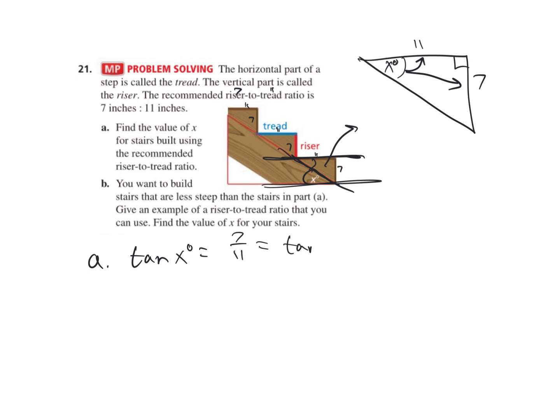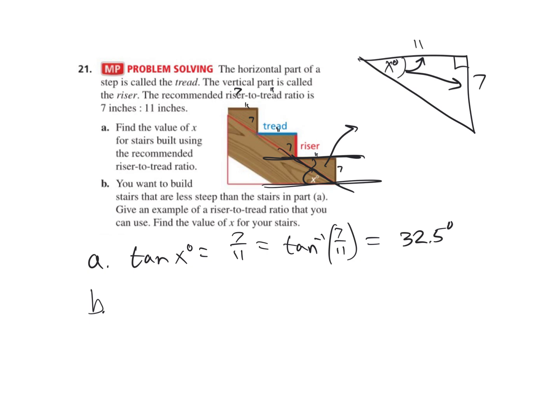So the arctangent of 7/11ths. What do we get? 7 divided by 11 is 0.63 repeating. Take the arctangent of that, and we get 32.5 degrees. Now part B, you want to build stairs that are less steep than the stairs in part A. Give an example of a riser to tread ratio that you can use. Find the value of x for your stairs.